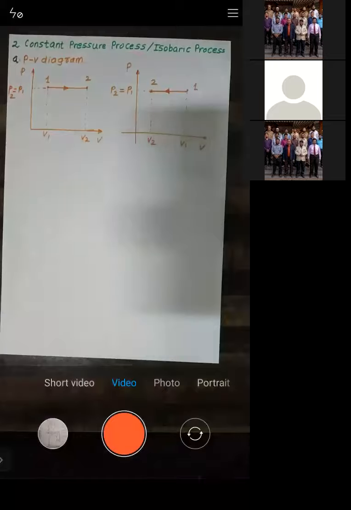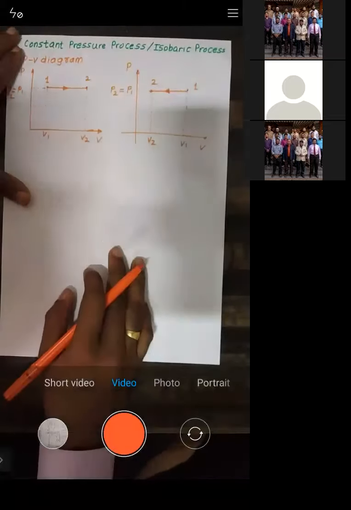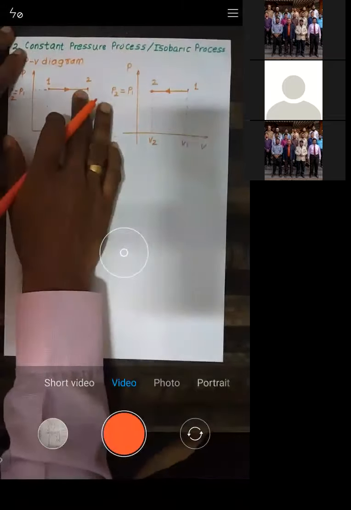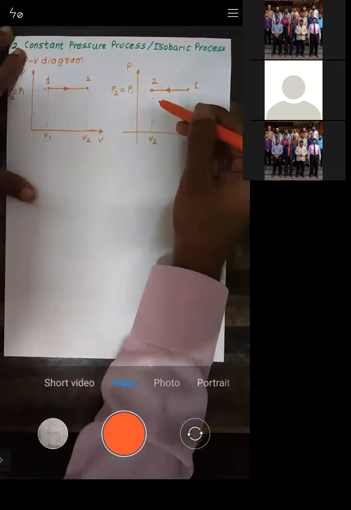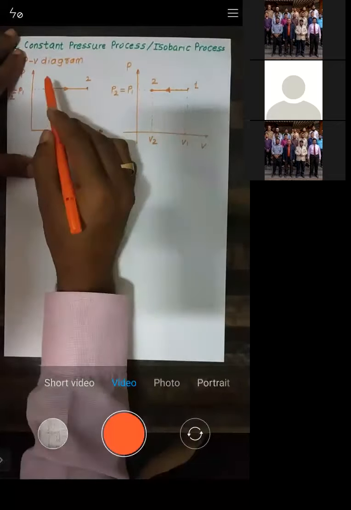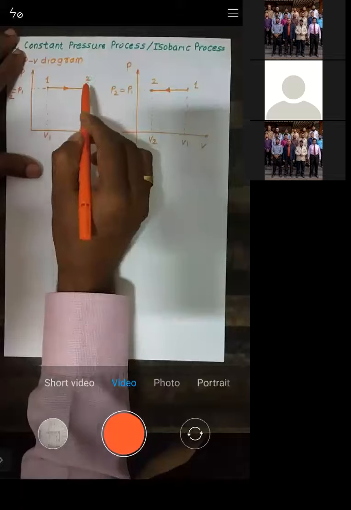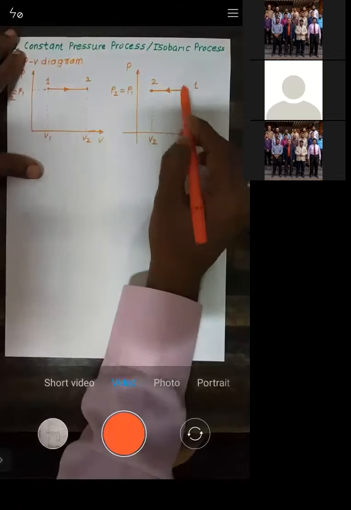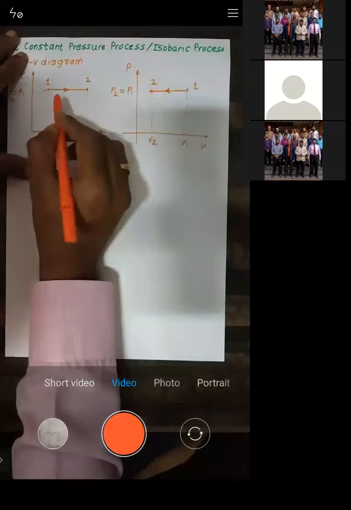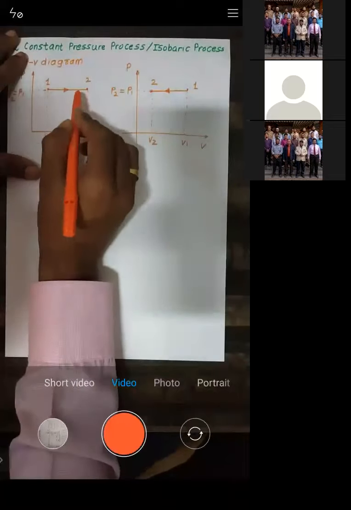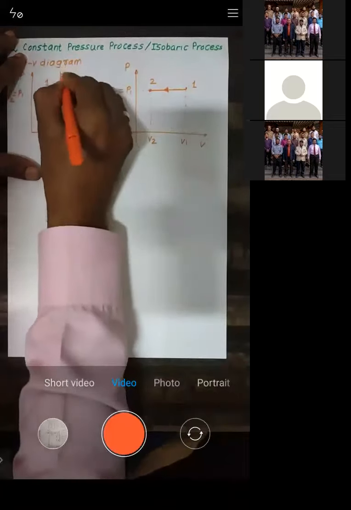Whenever there is a horizontal line, there are two possibilities. Either you can move towards the right or you can move towards the left. If one is the initial state, two can be the final state. Similarly, if this is the initial state one, two can be the final state. Now see, if the arrow is going towards the right, such a process is called heating.